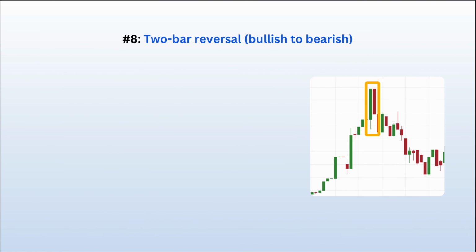And lastly, the 2-bar reversal from bullish to bearish. How can we visually recognize this 2-bar reversal on our charts?